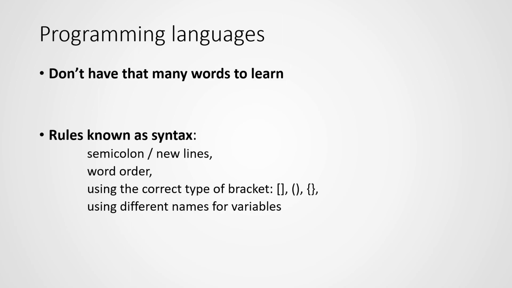So there are rules similar to grammar rules in modern languages in programming languages, and it's called syntax, which is things like word order, how to differentiate different instructions. So it could be different lines, it could be semicolons. It generally depends on the language. So these are called syntax.